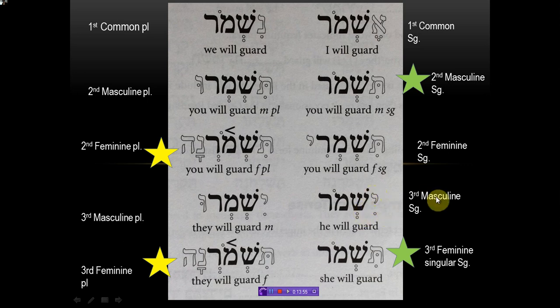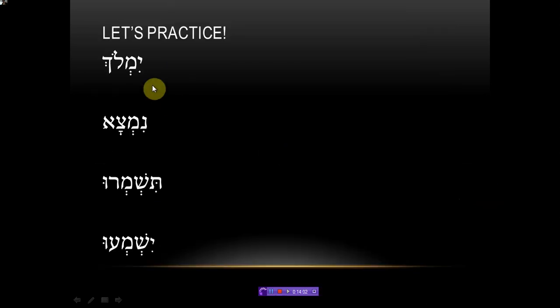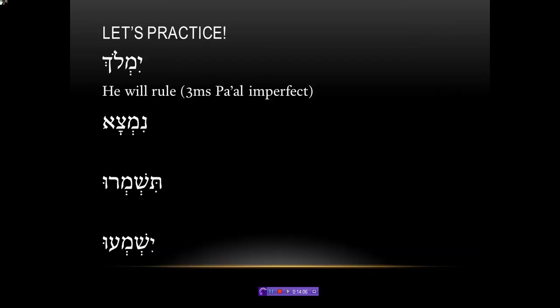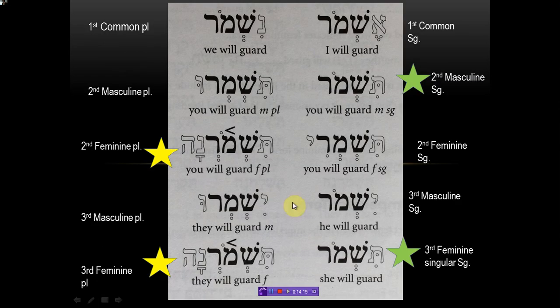Now we have to then ask, is there any ending? Is there a u at the end that would tell us this is third masculine plural? Yimloch, no, this is third masculine singular. And so, he will rule. Third masculine singular, pa'al imperfect. Very good job if you're able to recognize that. If not, that's okay. We just looked at the chart for the first time. Just make sure you go back and that you memorize each of these prefixes.